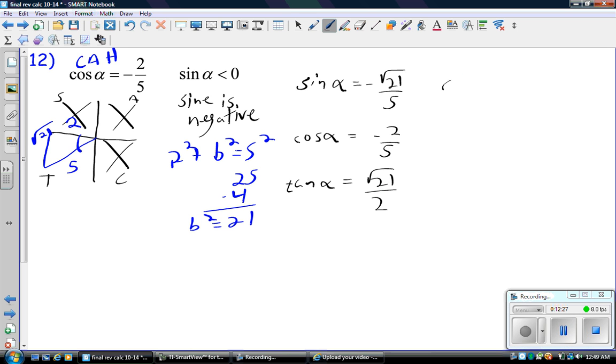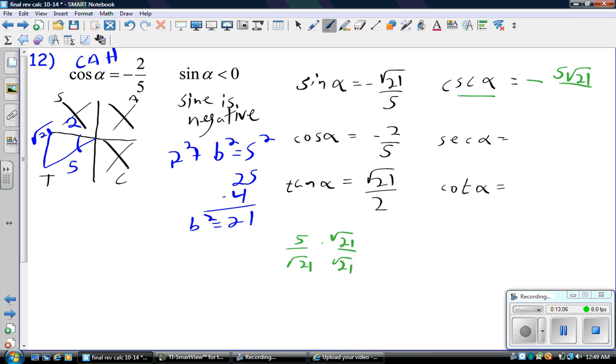Now it wants the cosecant of alpha, the secant of alpha, and the cotangent of alpha. How the heck do you get these? Well, remember, they're just reciprocals. So all you do is flip the fraction. So, at least for the cosecant, if I just flip the fraction, I'd have still a negative, definitely. 5 over root 21, just doing a little side work here. And, oh wait, we don't like having a radical down there, so you could clean that up. You end up with 5 root 21 over 21. Again, all I did was flip that, and then I rationalized it.